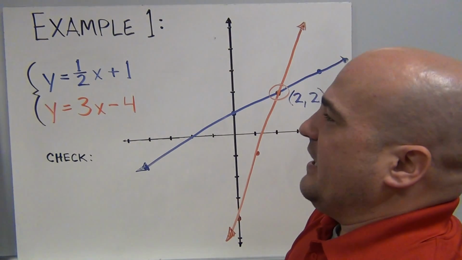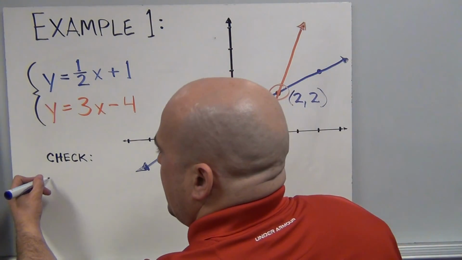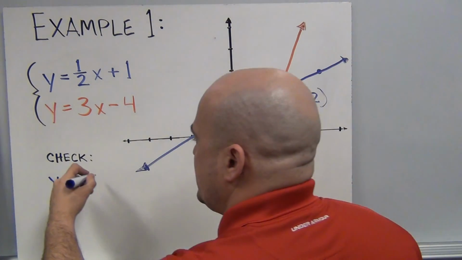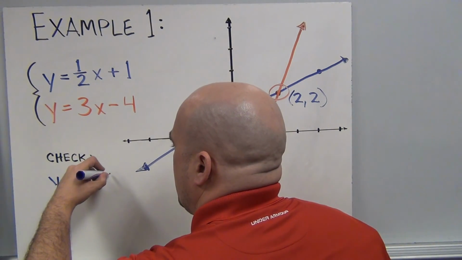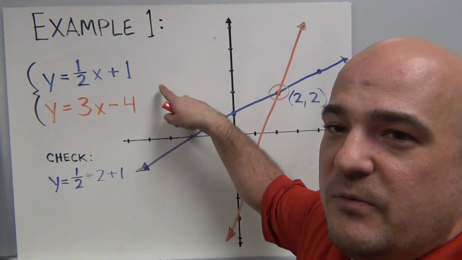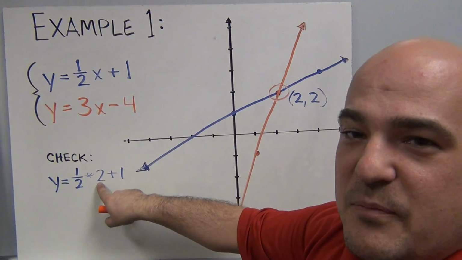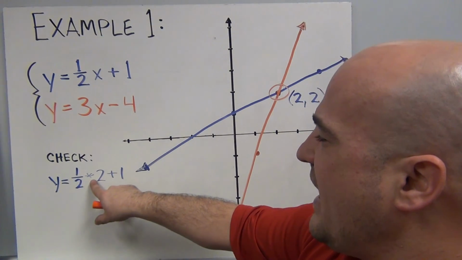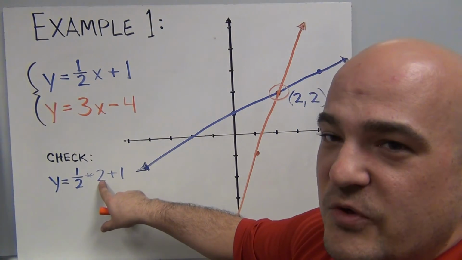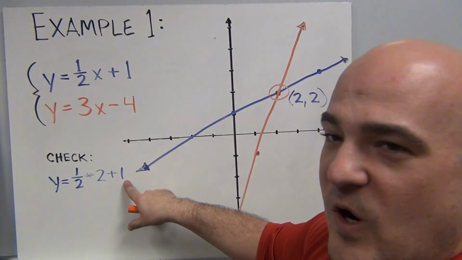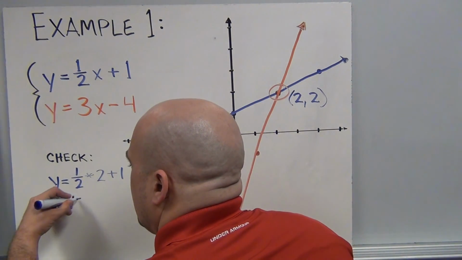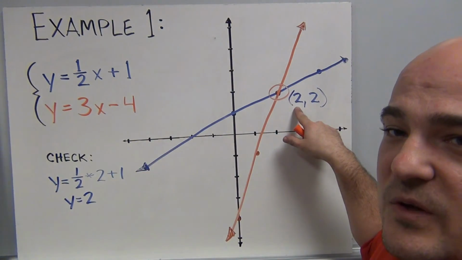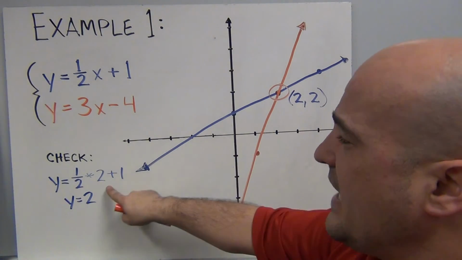I'm going to go over here to check my solution. Instead of x, I'm going to put a 2. Okay, so I just rewrote this first equation, but instead of an x, I put my 2 because I know that that's my solution. Okay, so now I've got y equals 1/2 times 2 plus 1. Well, 1/2 of 2 is 1, and 1 plus 1 is 2. So I get y equals 2, which is perfect. That's exactly what I want. When my x is 2, I want my y to be 2. Okay, so it works for the first equation.